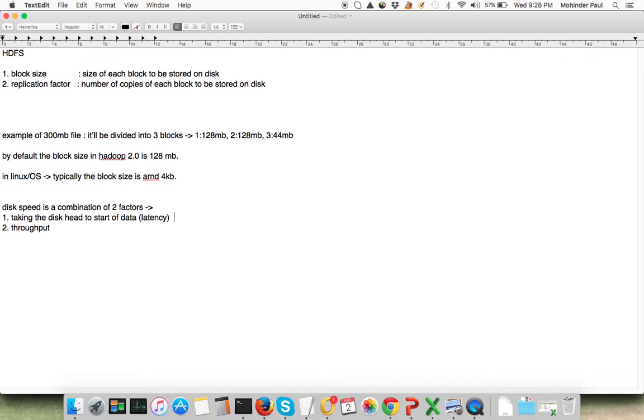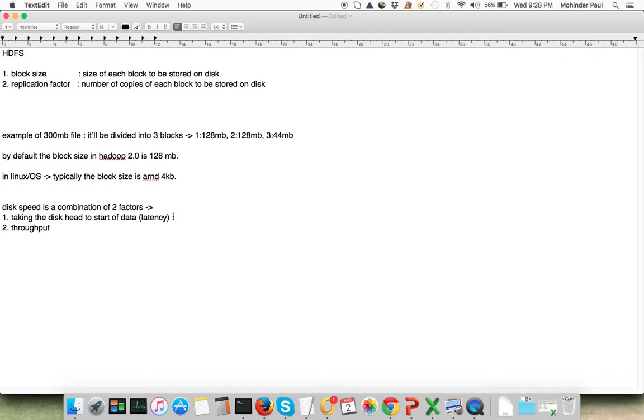And we all know that hardware architectures have not evolved in case of latency. Because it is a physical movement of the disk head, right? So every time you want to read some data, the time it takes for the disk head to move to the start position of the data is actually a killer, right? That is actually what kills your speed of reading data, right?